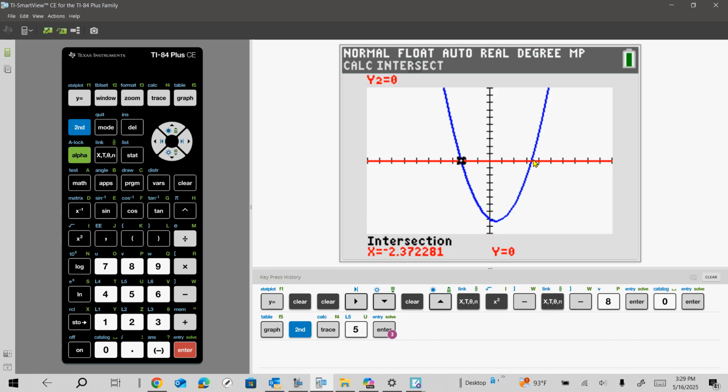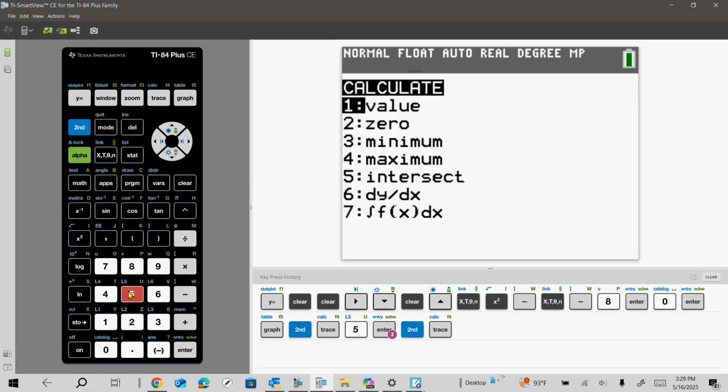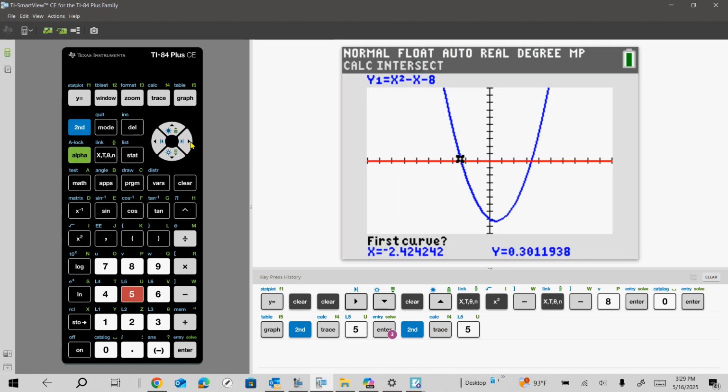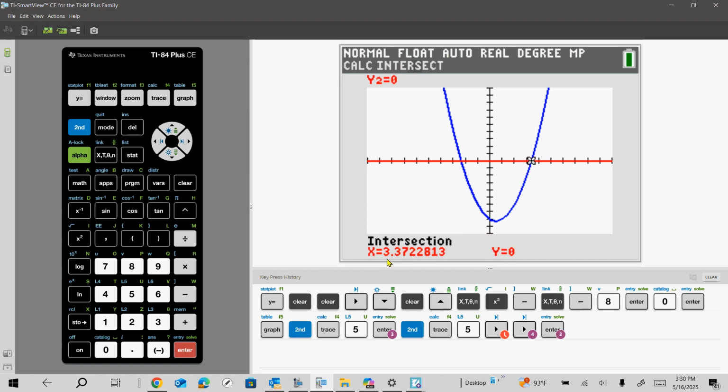Now, because I see there are 2 intersections here, I have to repeat those steps, but I need to tell the calculator to come over to this other side. So when I do second trace and 5 for intersection, I'm now going to arrow to the right to tell the calculator I want to find the intersection over here on the right side. Then I hit enter 3 times. And this one is positive 3.372, or 3.4.